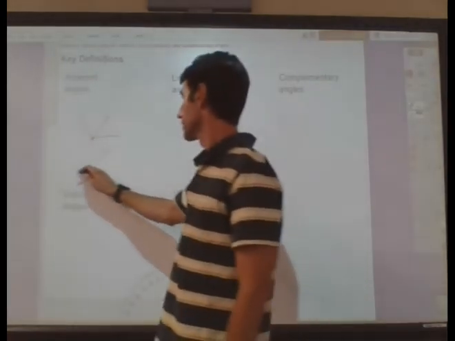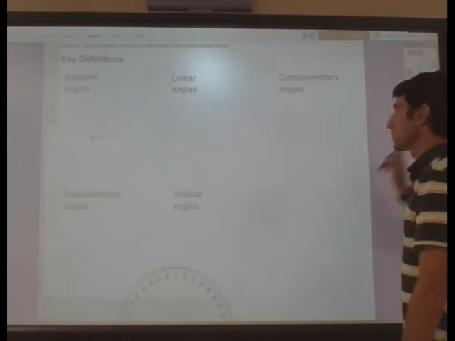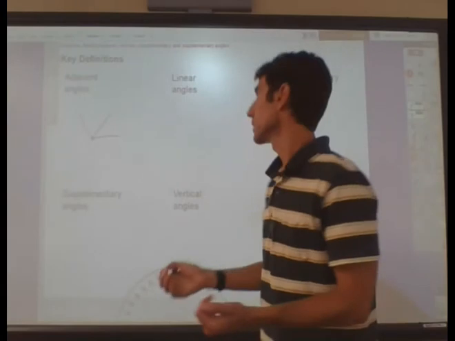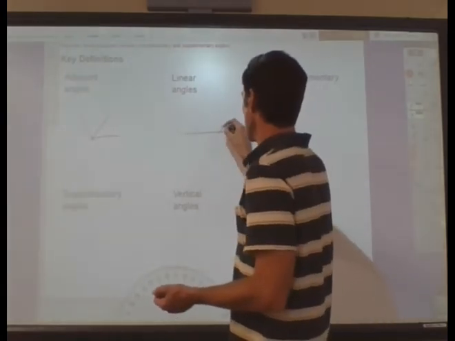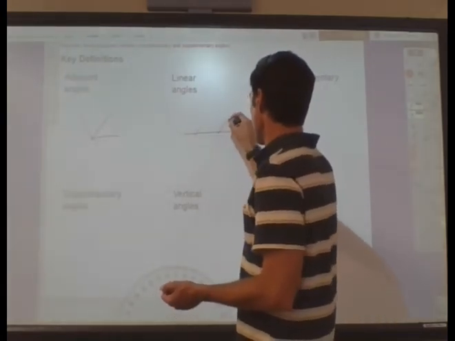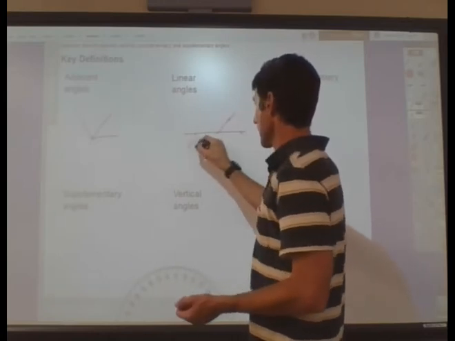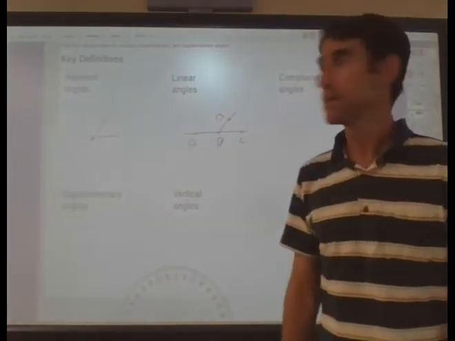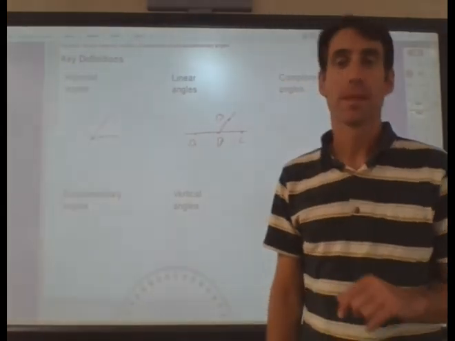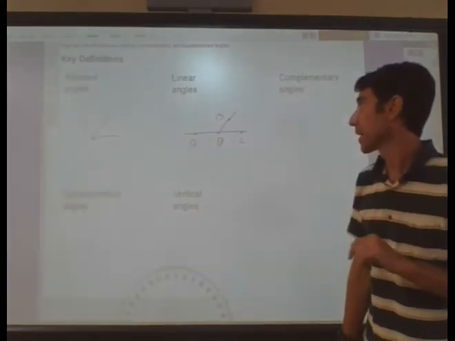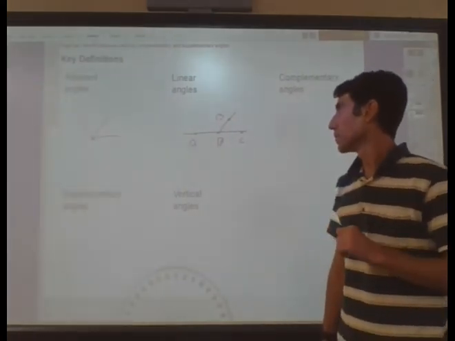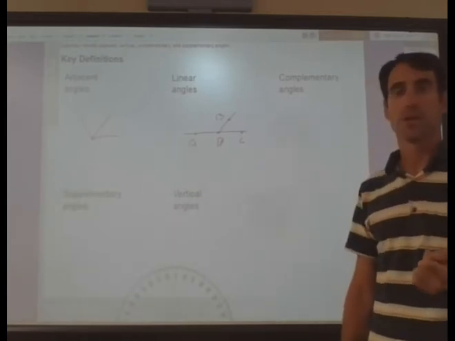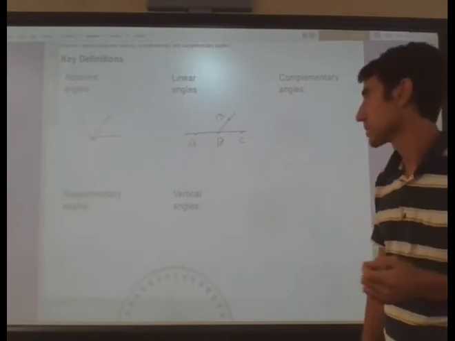Linear angles. Linear angles are two angles that will create a line when they are adjacent. So I have a line. Let's call this A, B, C, D. So angle ADB forms a linear pair or linear angle with BDC. Right? Complementary angles. Complementary angles equal 90 degrees.